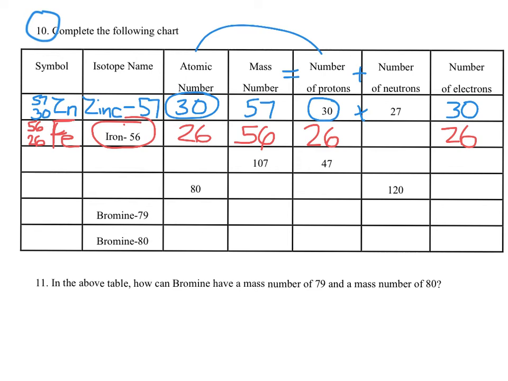The only thing left to do is figure out the number of neutrons, all right? To do that, don't forget, the mass number is equal to protons plus neutrons.